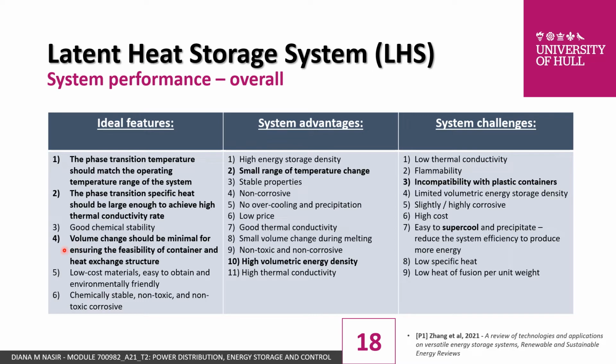And number 4, the volume change should be minimal to ensure the feasibility of the container and also the heat exchange structure. In terms of the system advantages, I will go for number 2 and 10. Number 2, it contains a small range of temperature change, and number 10, it has high volumetric energy density. For the system challenges, I'll go for number 3 and 7, which are that some materials are not compatible with plastic containers, and of course some materials easily supercool.